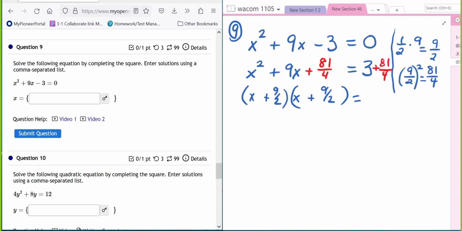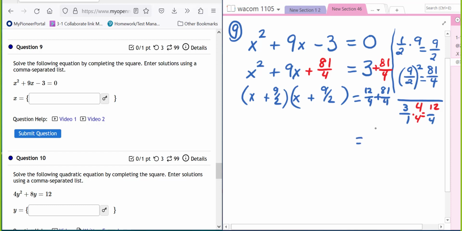So I think I will just do it by hand, right? I needed 4 underneath here. So what I have is 3/1, and I want to get a 4. So I'm going to have to multiply by 4/4. That will give me 12/4, which is equal to 3. So I have 12/4 plus 81/4, which is giving me 93/4. So x plus 9/2 squared equals 93/4.